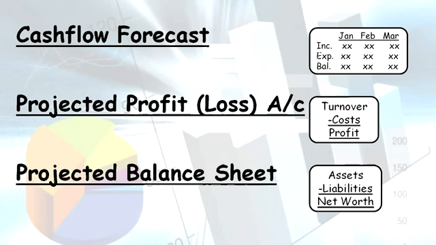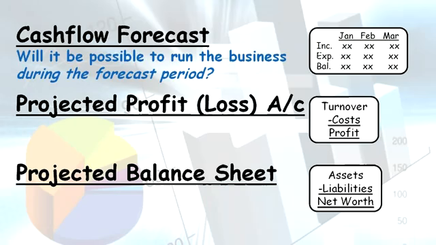The cash flow forecast predicts how much money a business will have throughout the forecast period. If a business runs out of money, perhaps because customers are slow paying or it can't get the loan funding it needs to replace equipment, then it will fail even if sales levels are healthy. Therefore, the cash flow forecast answers the following question: will it be possible to run the business during the forecast period?